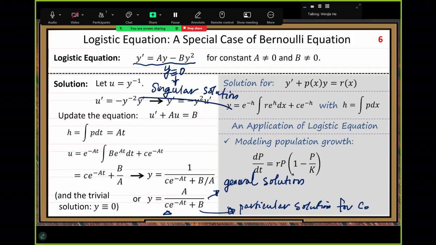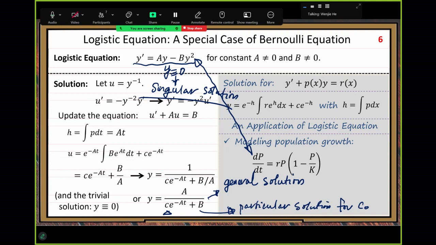Let's take a look. But when we use that for population growth, we modify that. So this version, actually you can see, is equivalent to that version. Let me connect these two versions. They are equivalent, right?